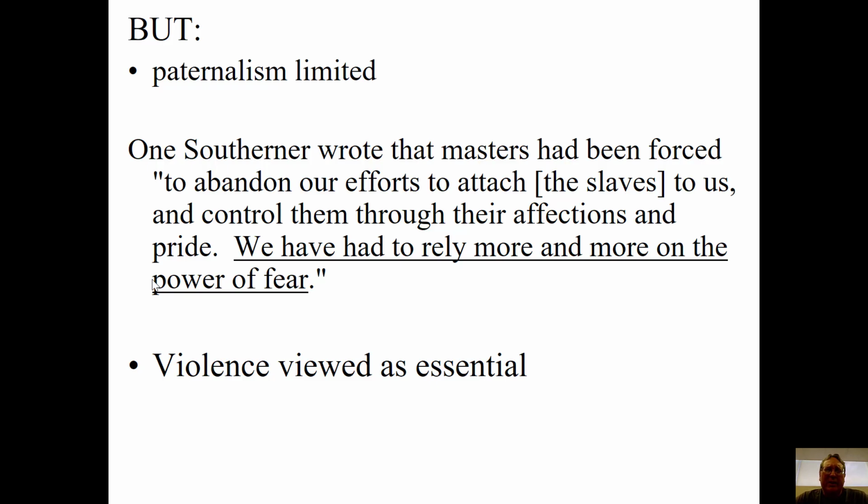In the end, this paternalism, if it even exists, is a pretty rare and limited thing. Most Southerners, when they were forced to, admitted what it was really all about. The only way this system really worked, the only way that this wealth was actually going to be created and these plantations could work, was if Southerners used violence. It was essential. The system didn't work without it.